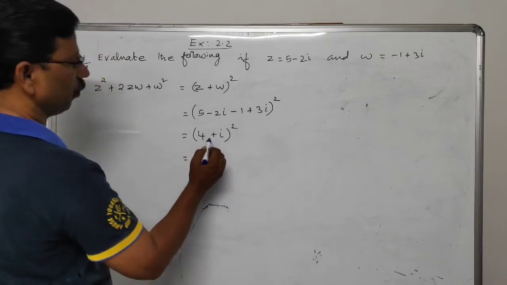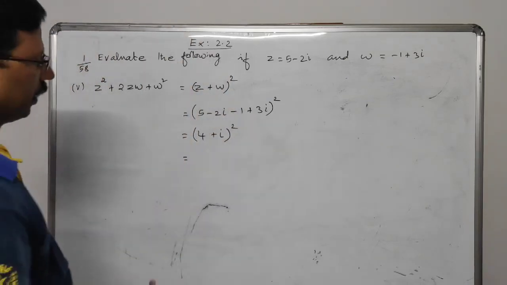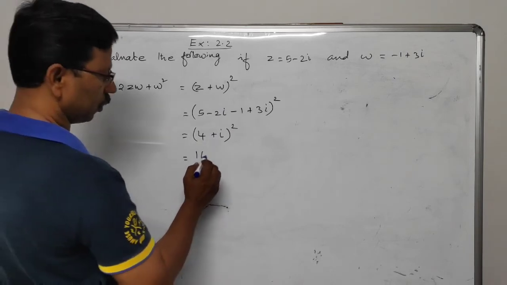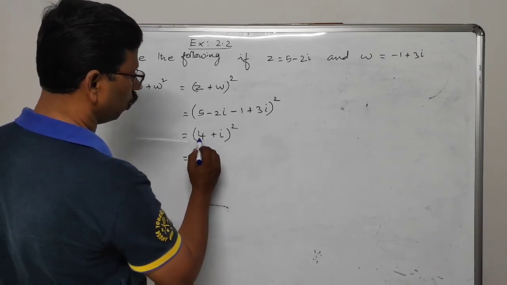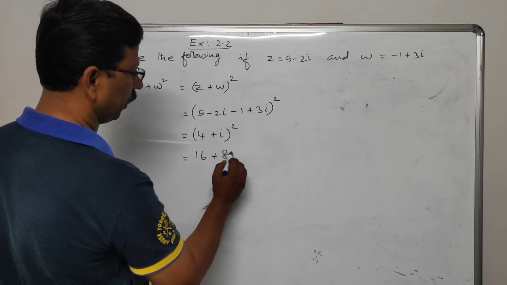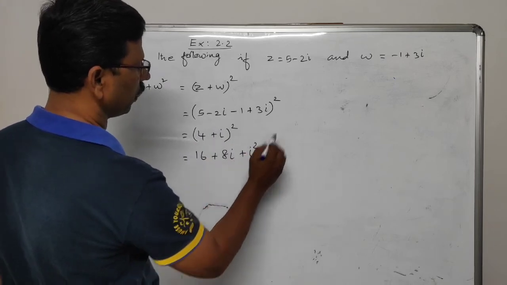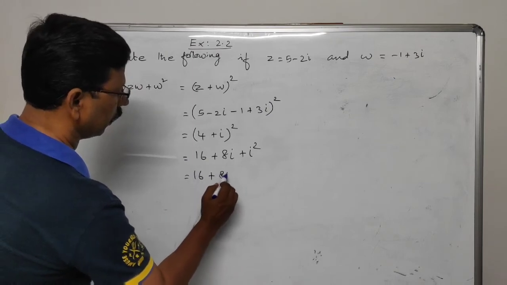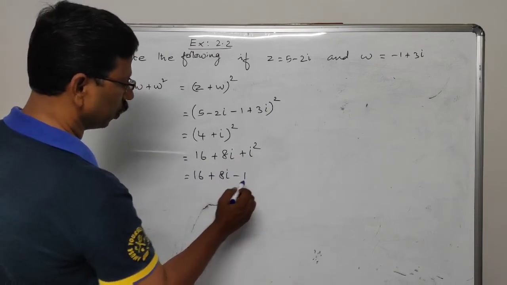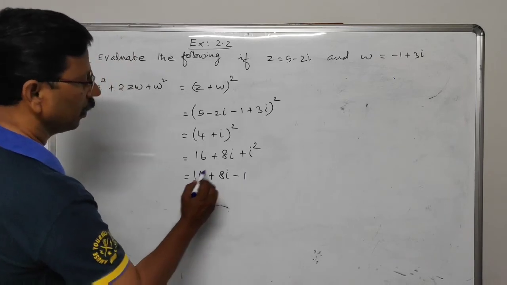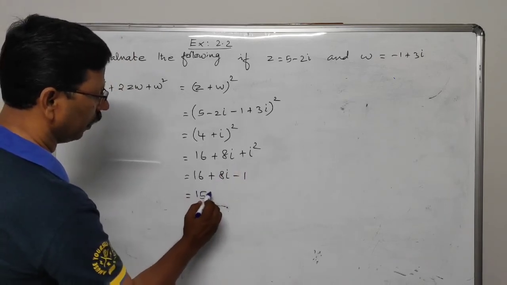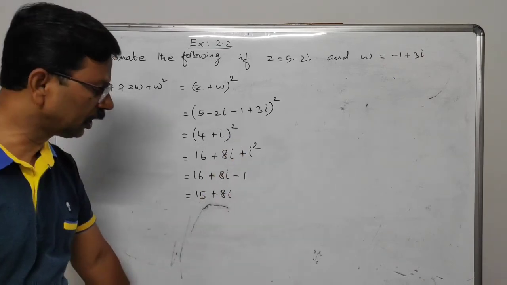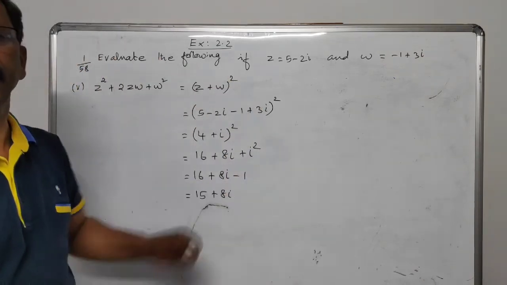Now this is of the form (a plus b) the whole square, so you can expand: a square is 16, plus 2ab, which means 2 into 4 into i, you get 8i, plus b square, which means i square. Now you can write 16 plus 8i, and i square value is minus 1, so 16 minus 1 is equal to 15 plus 8i. That's all. Now only these problems are given in the second exercise.